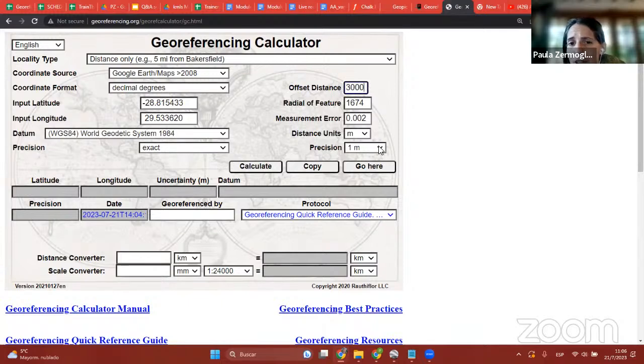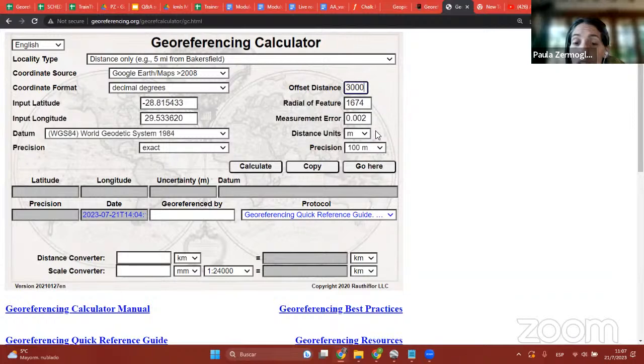Well, if we go to the georeferencing best practices document, we have a table that helps us determine what the precision in this case should be. And in this case, it should be a little smaller than that. It should be 100 meters. And when we say this, we're assuming that the person who wrote it could have put 3,100 or 2,900.